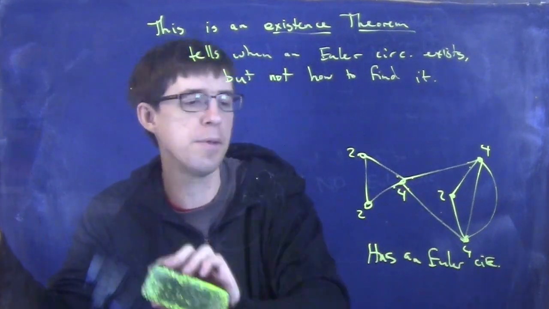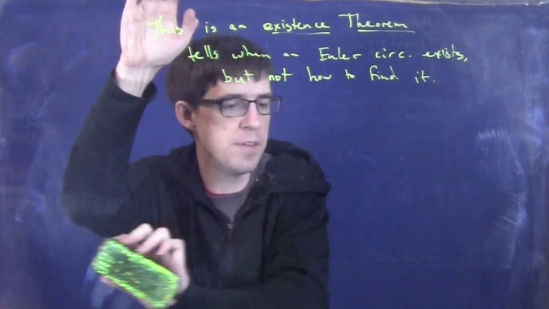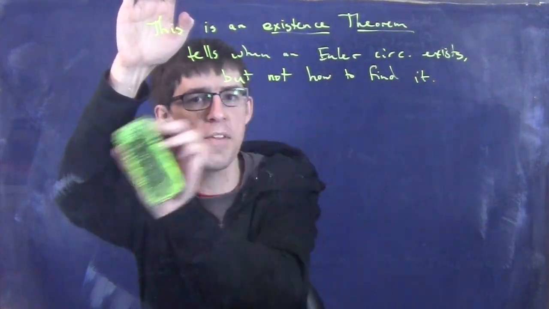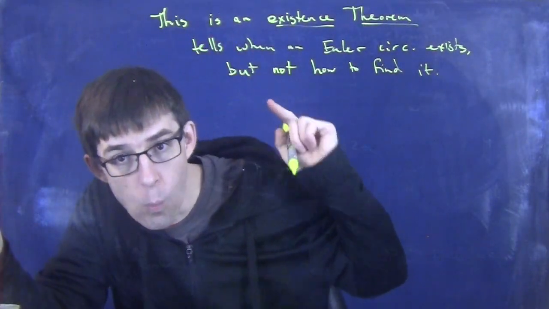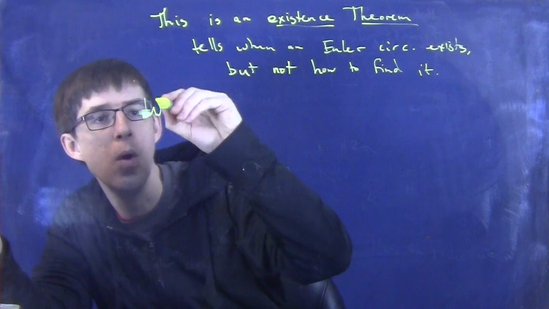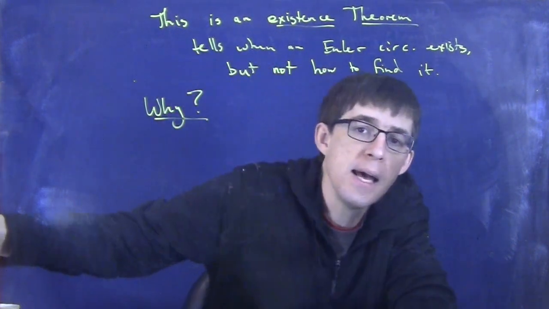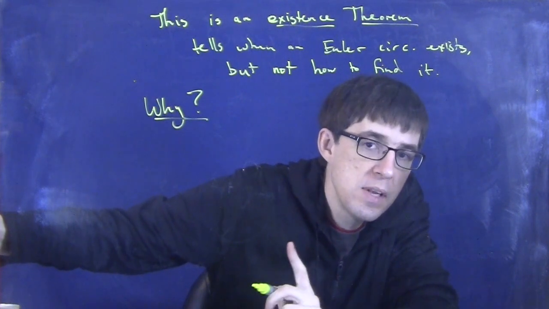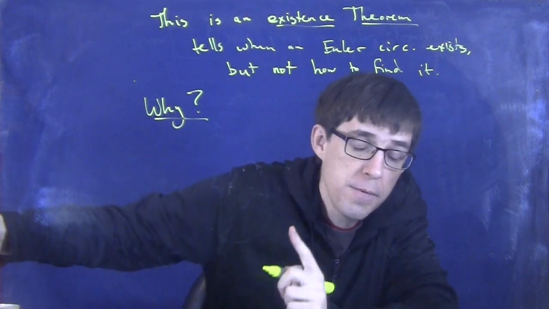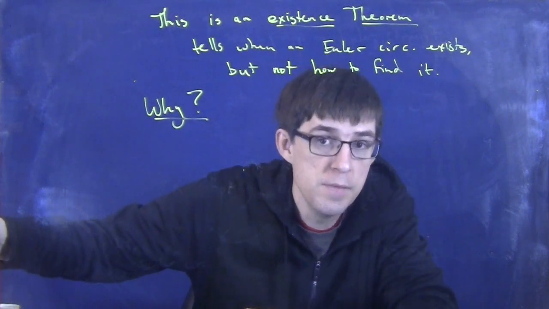We're going to talk about the actual finding of the Euler circuit next time. The existence part, though, is guaranteed by the theorem, even if you don't necessarily know where it is. All right, I want to talk about why is it true? Why is it that if all the vertices are even, then an Euler circuit exists, and also the other way around. If an Euler circuit exists, that means all the vertices have to be even degree.